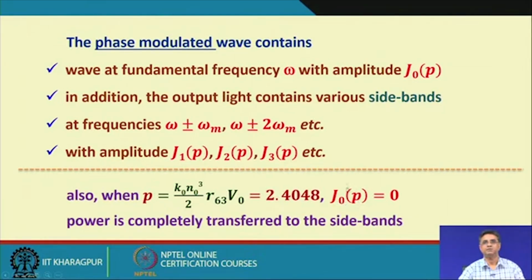So, at this value p equal to 2.4048, J 0 will become equal to 0, and in that case there is no power in the J 0, but the complete power transfer will take place from this J 0 to the side bands, that is J 1, J 2, J 3, etc. So, all the power will be transferred to the side bands, but there is no power in the J 0, that is the original frequency.